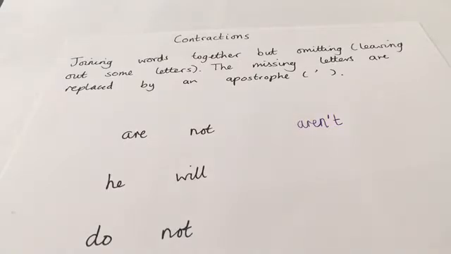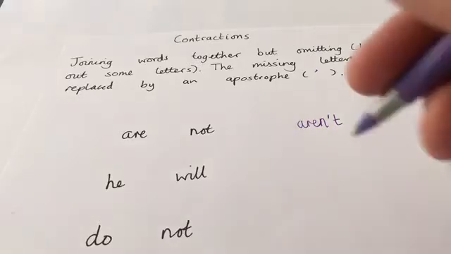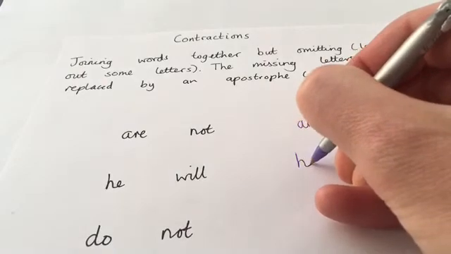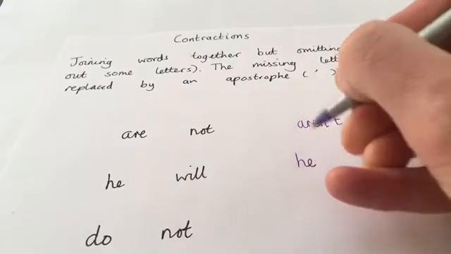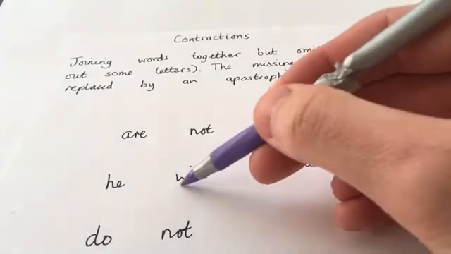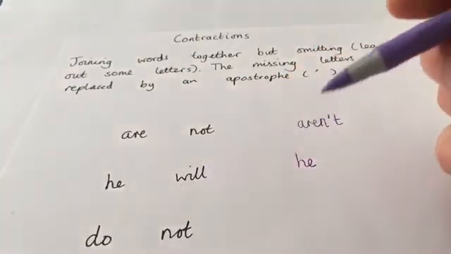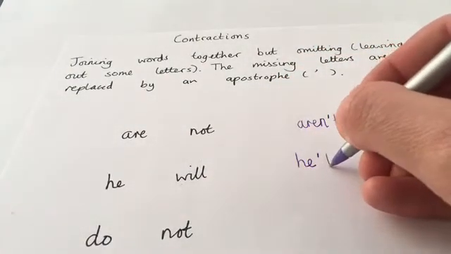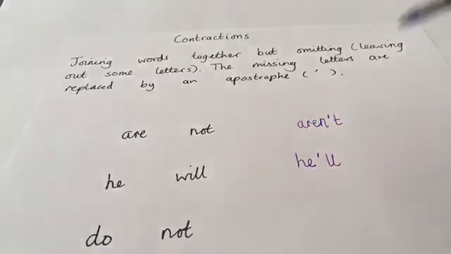He will becomes he'll, so he'll have salt on his chips, for example. So he will keep. We're actually going to omit or leave out the W and the I, so we're going to use an apostrophe to show that, but we're going to keep the double L. So we've got he'll like that.